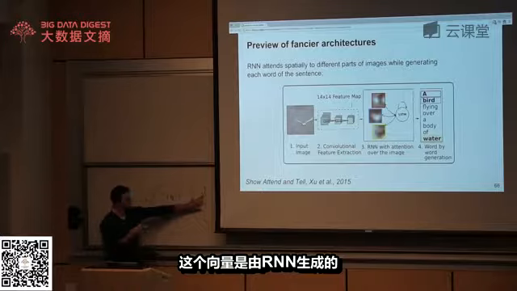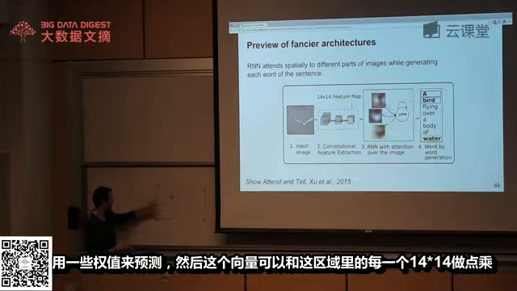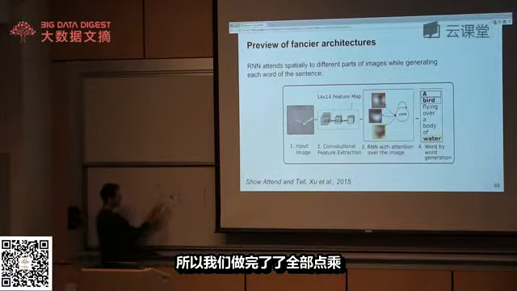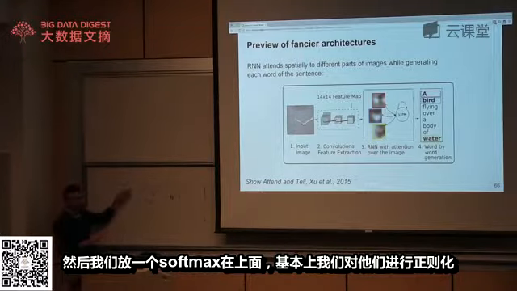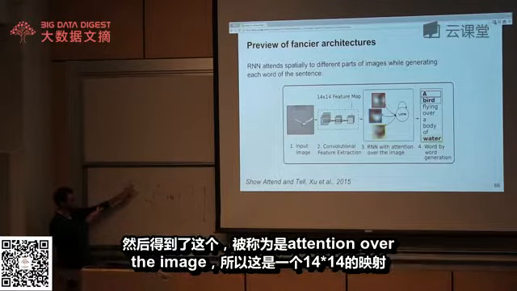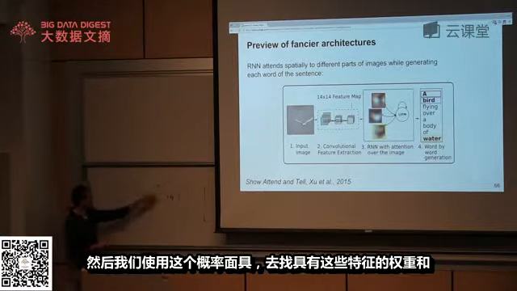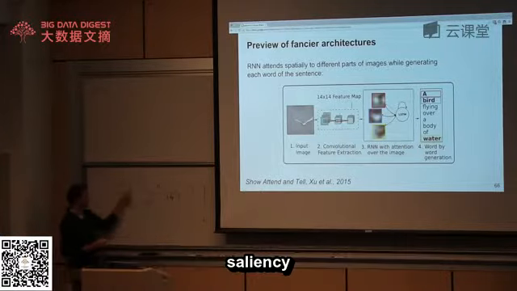And so this vector is emitted from the RNN, just predicted using some weights. Then this vector can be dot producted with all these 14 by 14 locations. So we do all these dot products, and we compute basically a 14 by 14 compatibility map. And then we put a softmax on this, so we normalize all of it and get what we call an attention over the image. So it's a 14 by 14 probability map over what's interesting for the RNN right now in the image. And then we use this probability mask to do a weighted sum of these features.